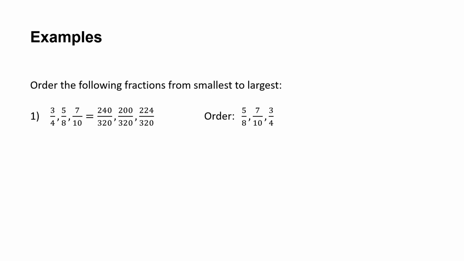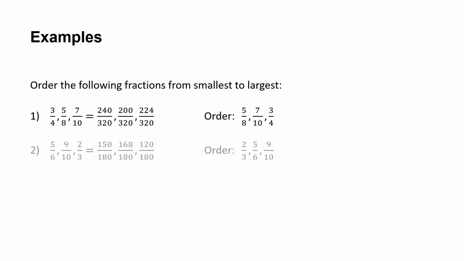And lastly, we have 7/10. To get from 10 to 320, we have to multiply by 32. So we need to multiply 7/10 by 32 over 32, and 7 times 32 is 224, so we get 224 over 320. Now we literally just compare the size of the numerators to order them. 200 over 320 is clearly the smallest, so the 5/8 is the smallest here, then the 224 over 320, which is the 7/10, and the largest is the 240 over 320, which is the 3/4.